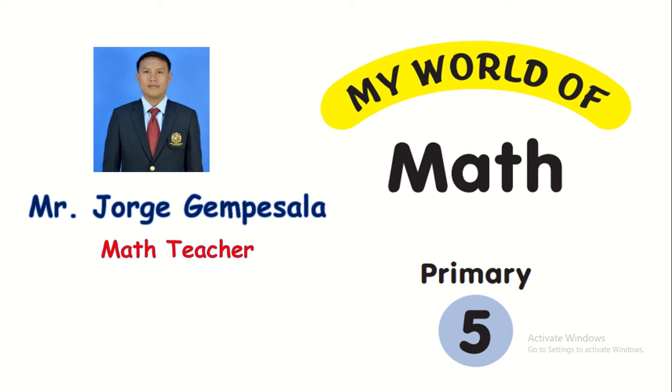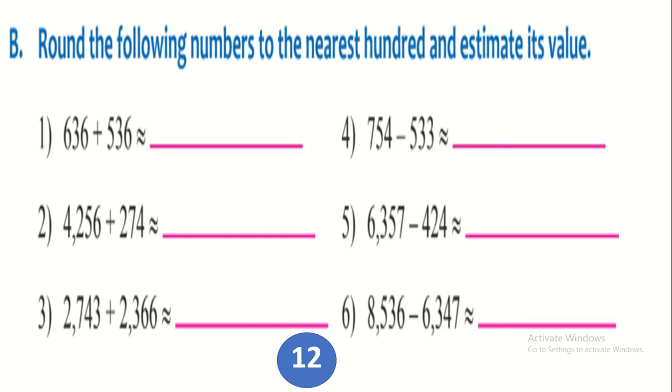Okay, are you ready? We're going to continue our lesson, part B. Round the following numbers to the nearest 100 and estimate its value. Okay, this is page 12. If you are finished with this, you can move to the next exercise. This is letter B. Round the following numbers to the nearest 100 and estimate its value.